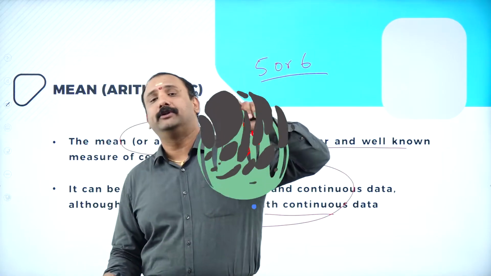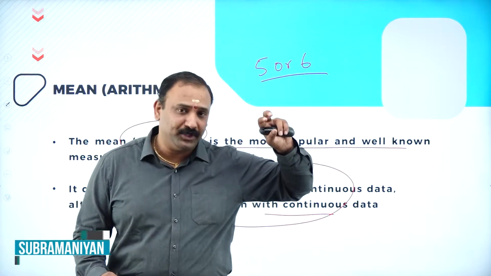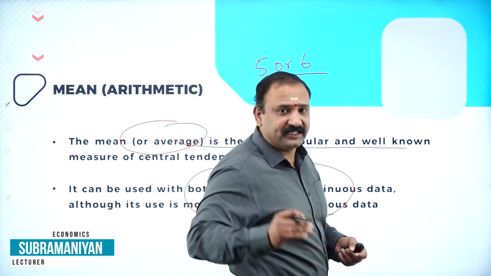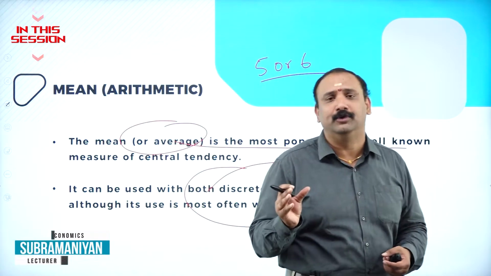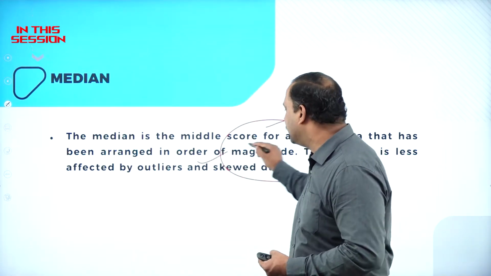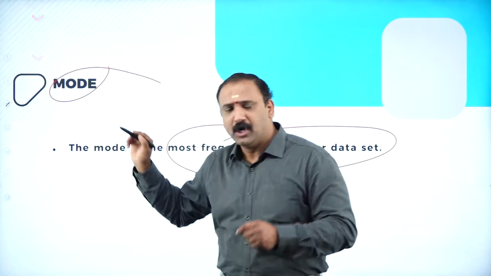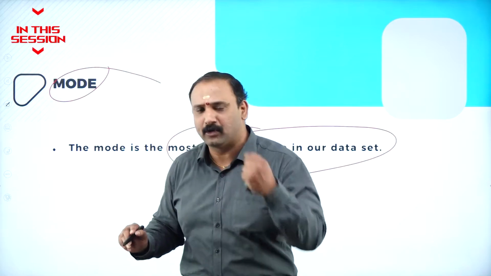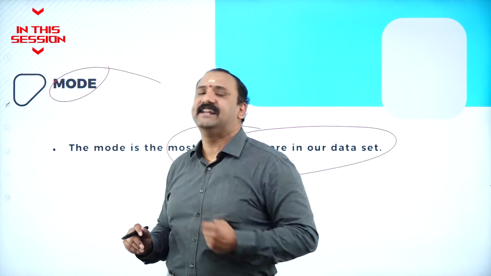Whether you are going to look at the data as an individual package or you're going to see it as a series altogether, the mean is always going to follow you. The median is the middle score for a set of data that has been arranged in order of magnitude. Mode will define the number of times a behavior, a number or a variable is repeated again and again.